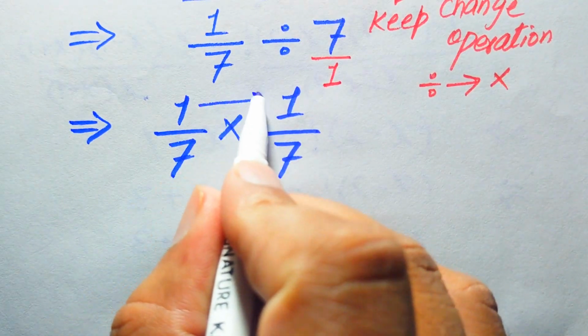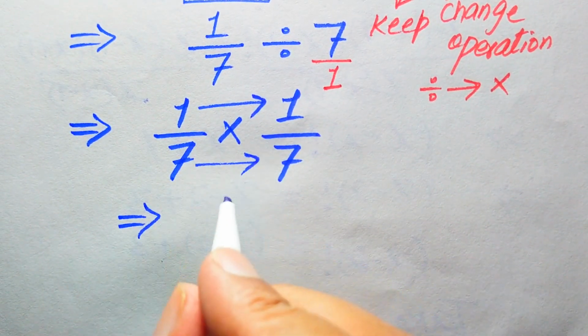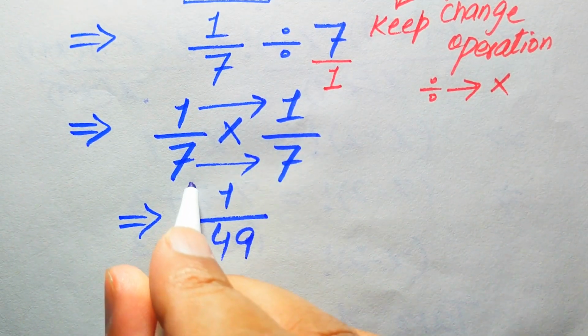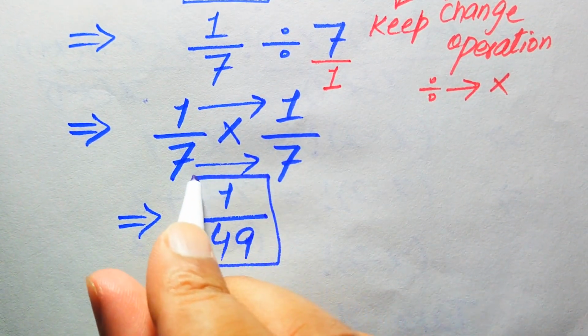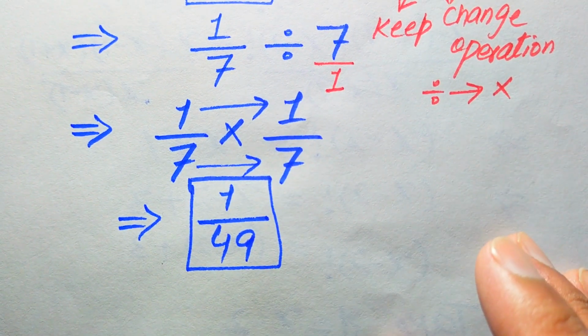And further we multiply 1 with 1 and 7 with 7, and we obtain 1 times 1 becomes 1, 7 times 7 becomes 49. So this is our final answer of this question.